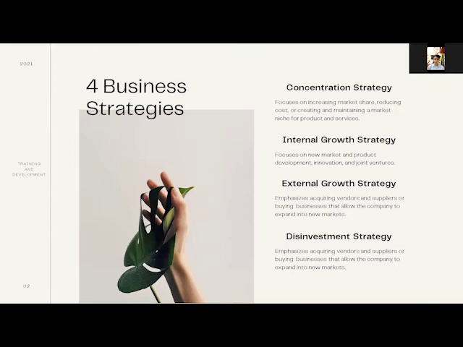So in training, we can have this first, the concentration strategy. From the word itself, the word concentrate means to concentrate and focus on a certain thing. And as its definition says, it focuses on increasing market share, reducing costs, or creating and maintaining a market niche for a product and services.